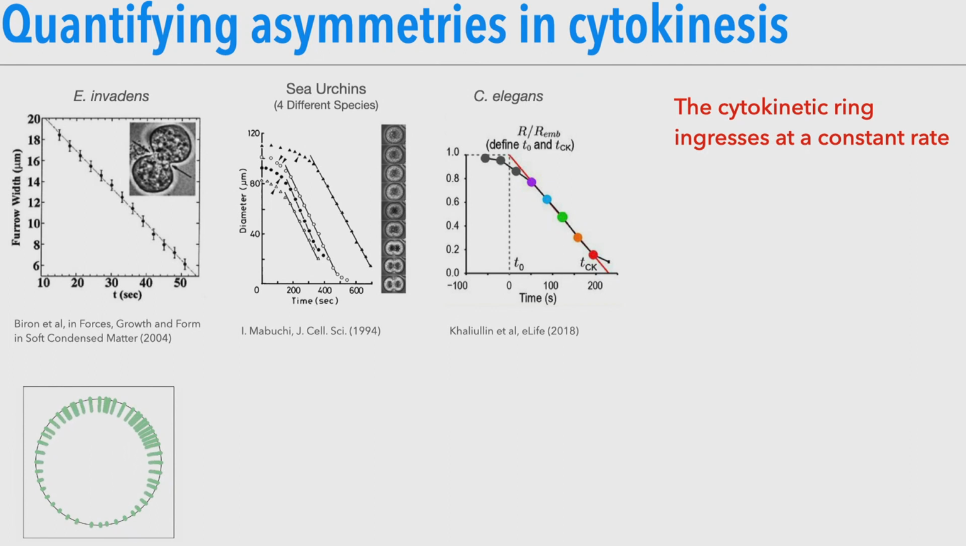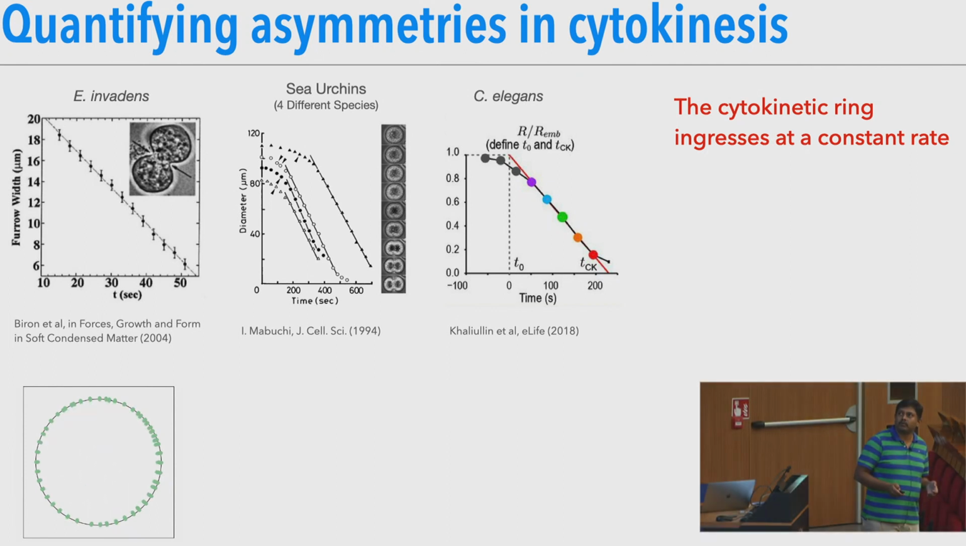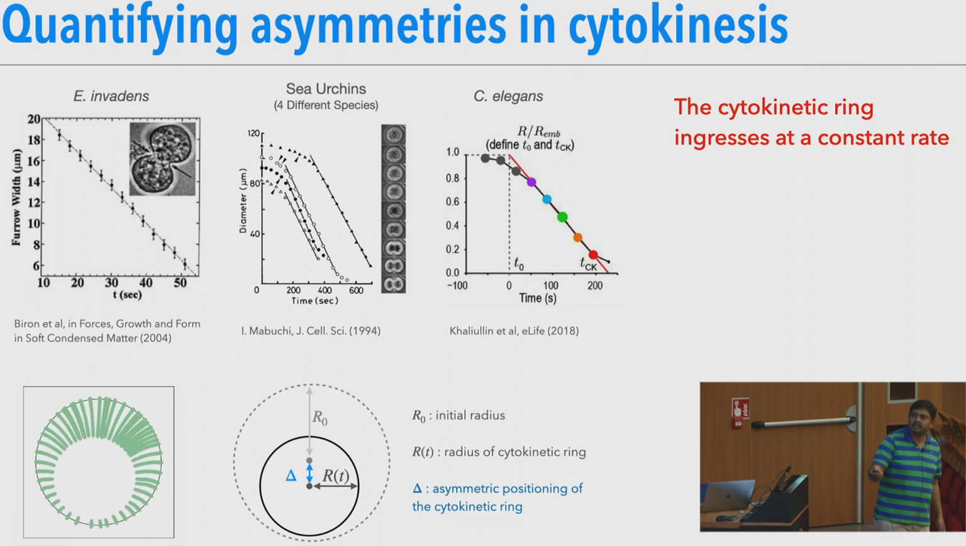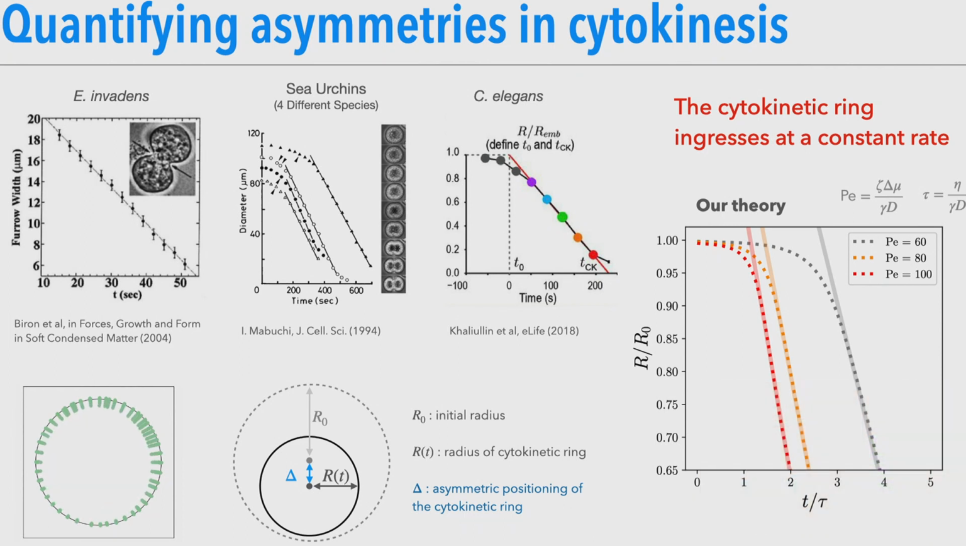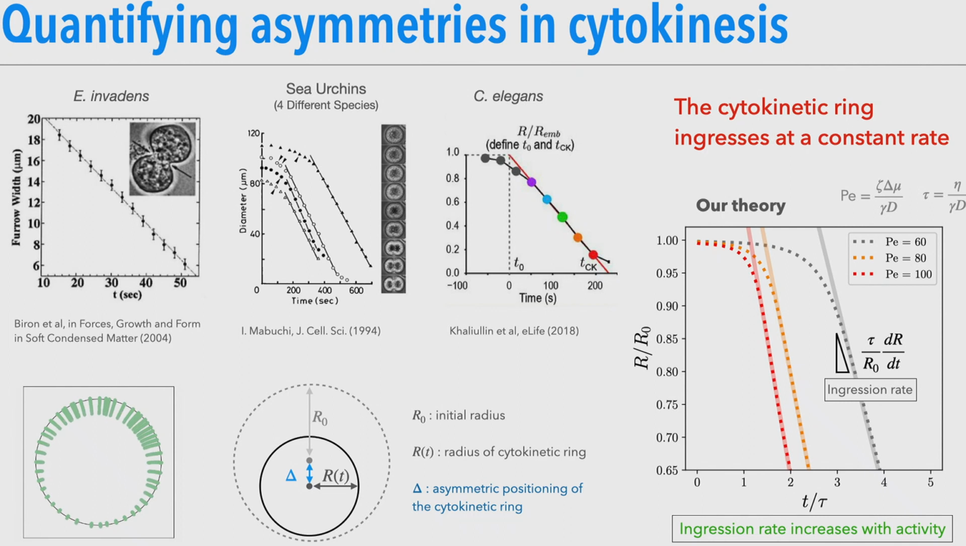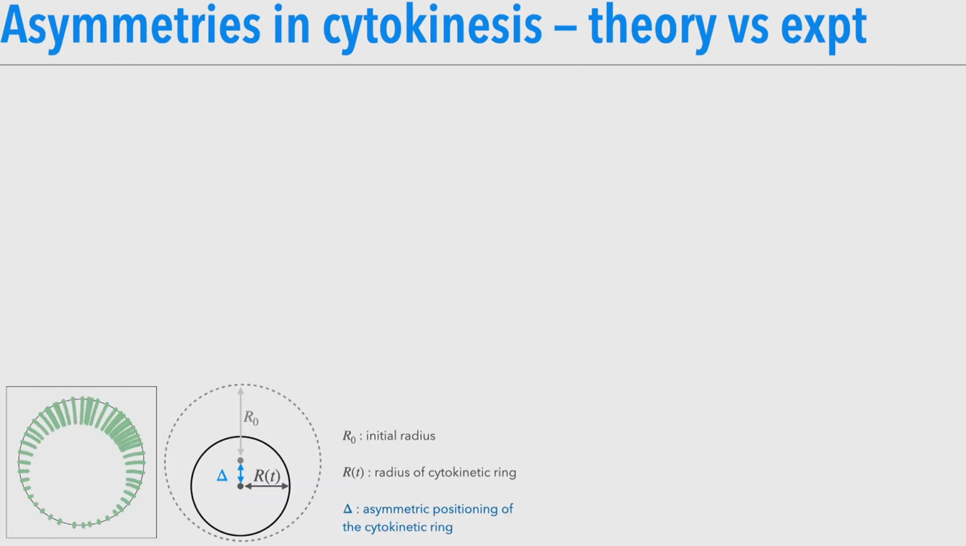Okay, so we have that ready. I mean, we can measure the ring and see what comes out of the theory. And so you define basically something which is the base radius of the sphere, the initial radius that you started out with, and the instantaneous radius of the ingressing ring, and of course a symmetry parameter, which I'll come to in a second. And from the theory, we find that indeed you get a very nice straight line ingression of the radius of the cytokinetic ring. Okay, and ingression rate, which is basically the slope of those curves, increases with activity. Higher the activity, higher the asymmetry. All right, so this is measuring something which looks qualitatively there. Can we get something more?